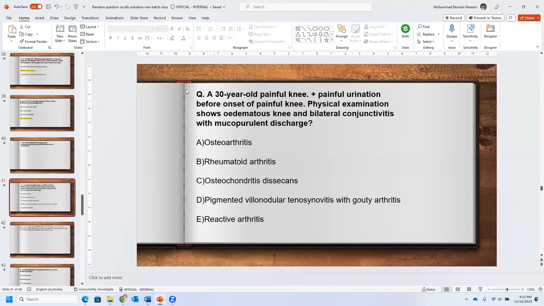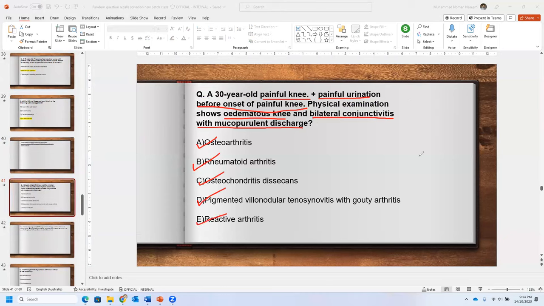All right, next question. A 30-year-old is coming to you with a painful knee, with painful urination before the onset of the painful knee. Physical examination shows an edematous knee and bilateral conjunctivitis with mucopurulent discharge. Osteoarthritis, rheumatoid arthritis, osteochondritis dissecans, pigmented villonodular synovitis, gouty arthritis, or reactive arthritis.